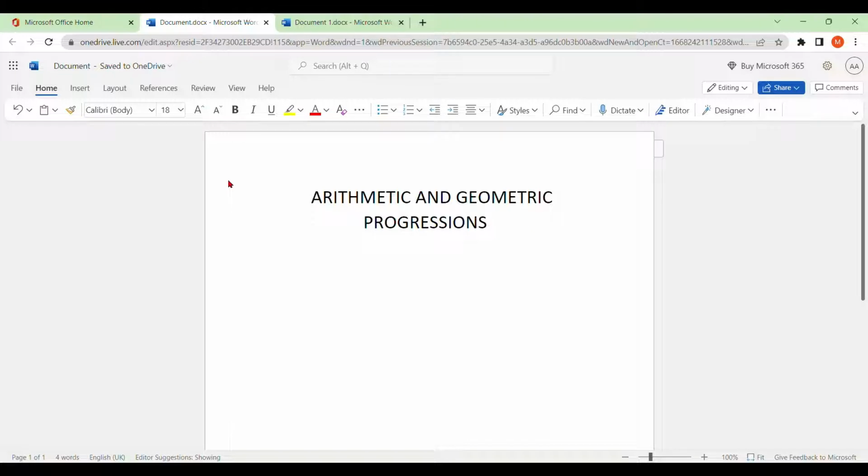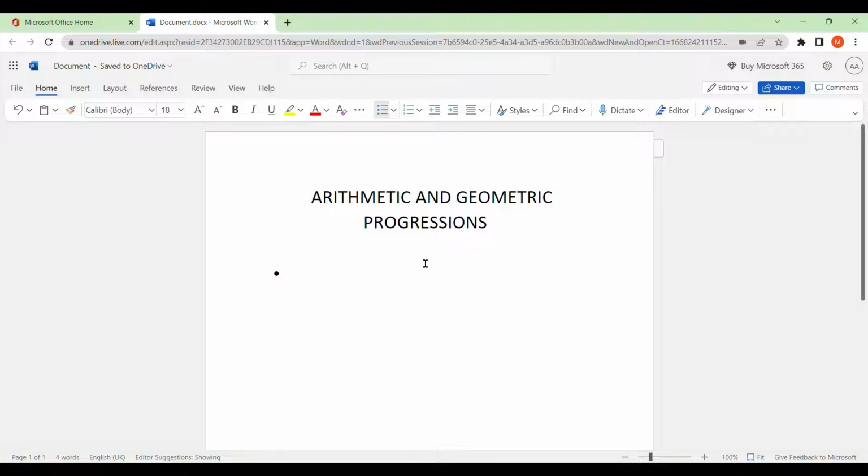Today we will be doing arithmetic and geometric progressions and/or sequences. This chapter mainly consists of finding the nth term or the unknown terms using the sequence formulas or the sum of a certain number of terms. So let's start with arithmetic progressions.